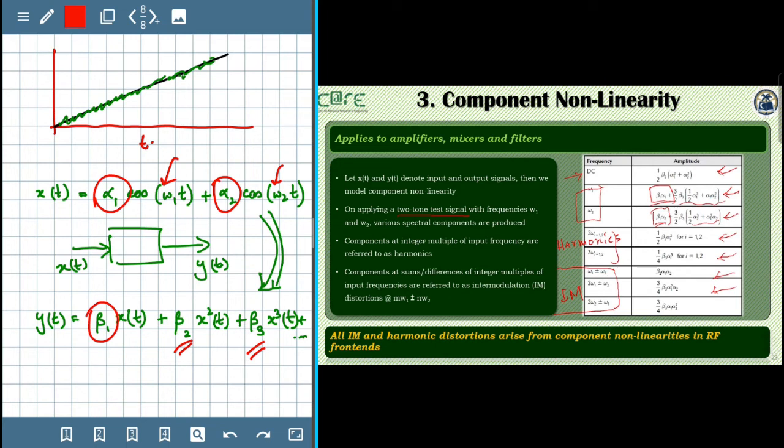So we define the components at integer multiples of input frequency as the harmonics. So this is one type of distortion that is produced. The components at sums and differences of integer multiples of input frequencies are referred to as the intermodulation or IM distortions.